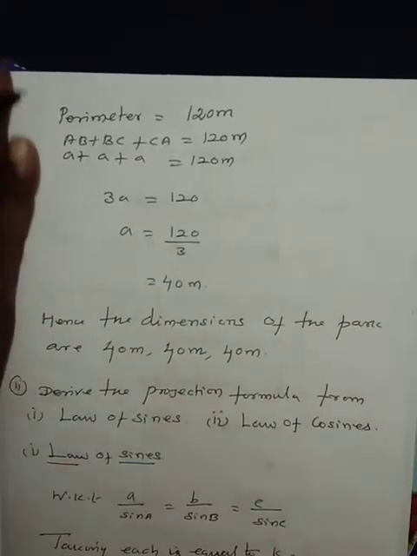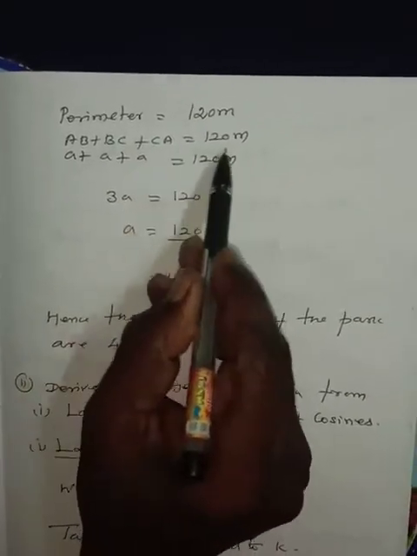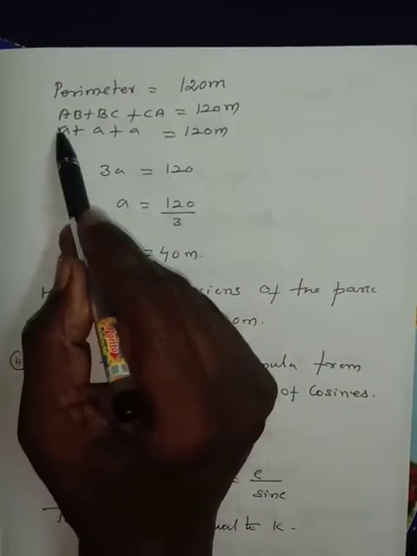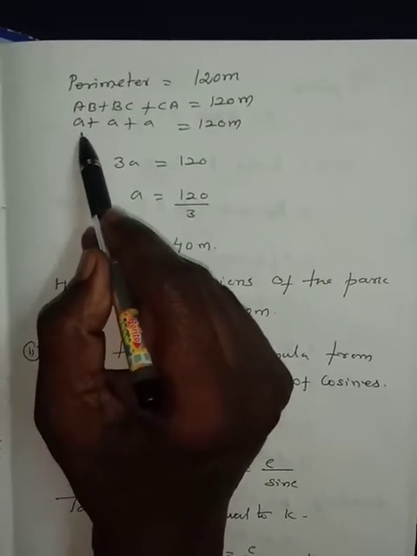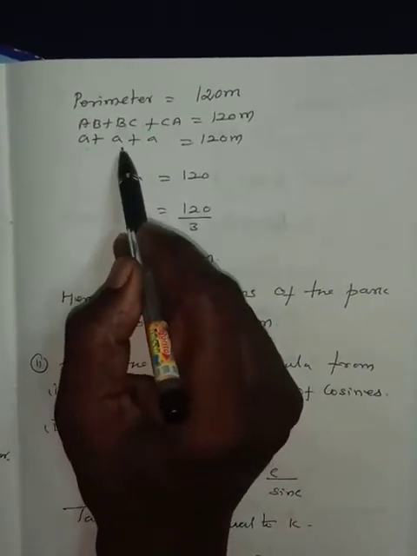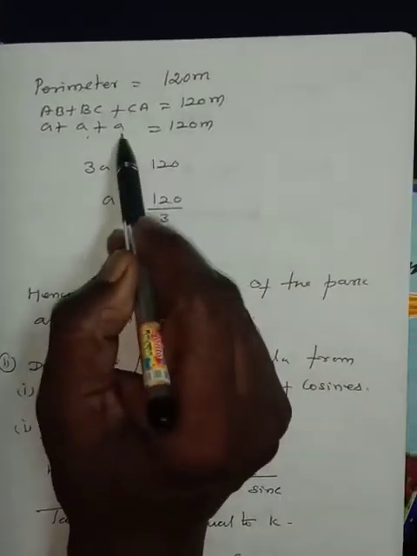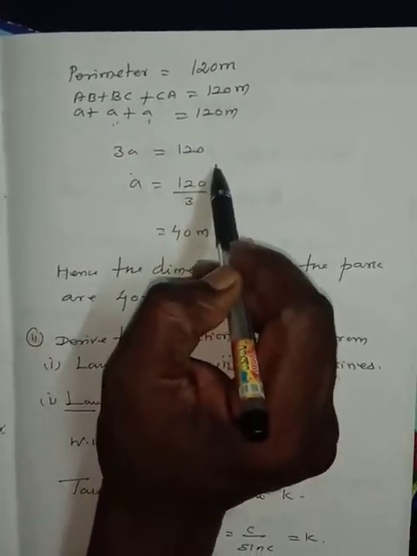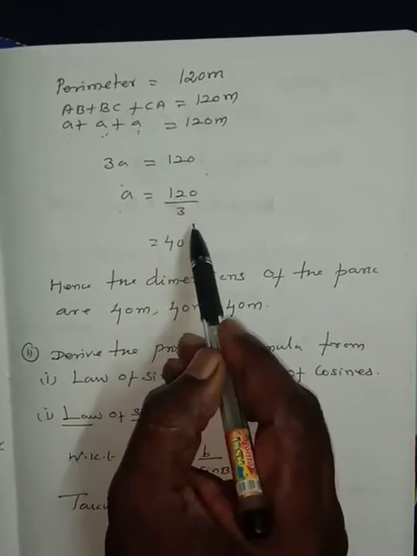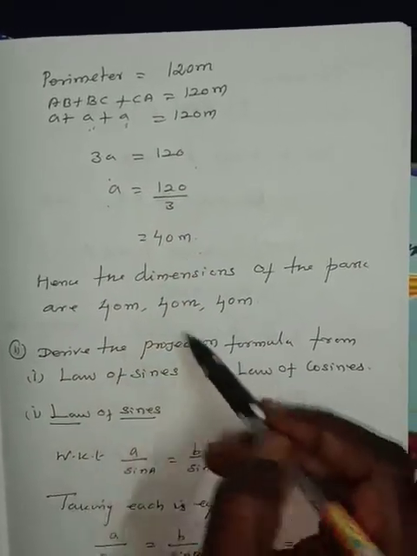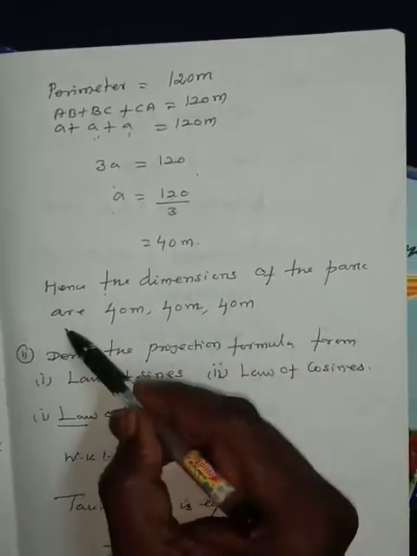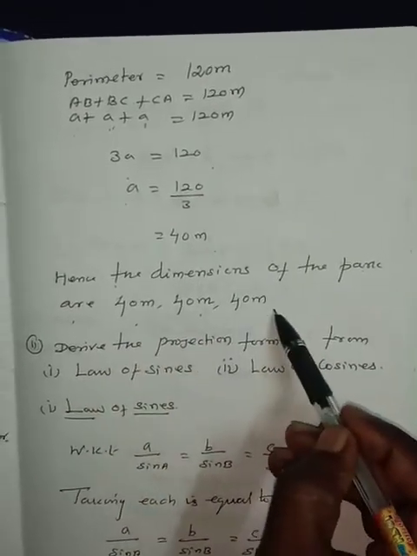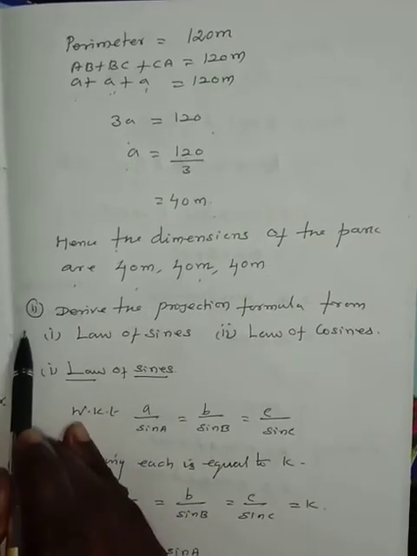There are 3 sides. Therefore, AB + BC + CA = 120. AB is side a, BC is side a, CA is side a. a + a + a is 3a. 3a = 120. a = 120 divided by 3 is 40 meters. Hence the dimensions of the park are 40 meters, 40 meters and 40 meters. Okay, next question number 11.